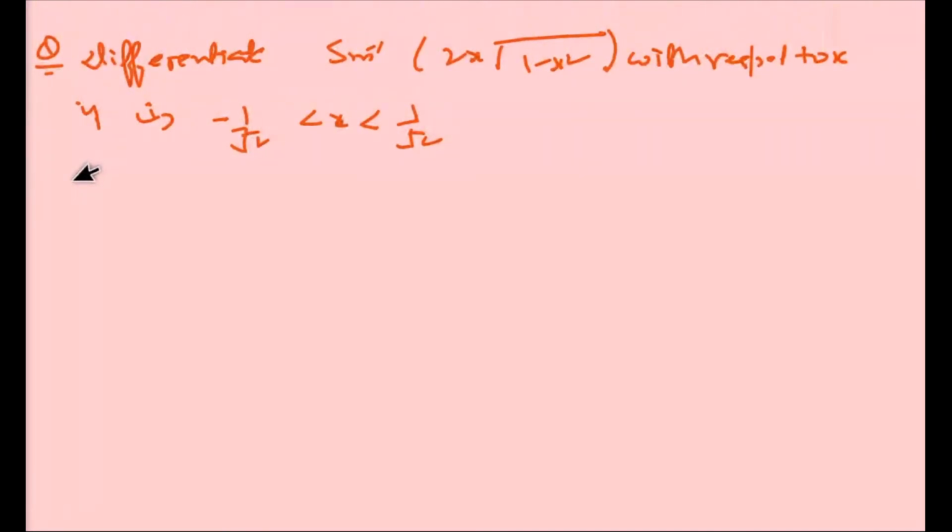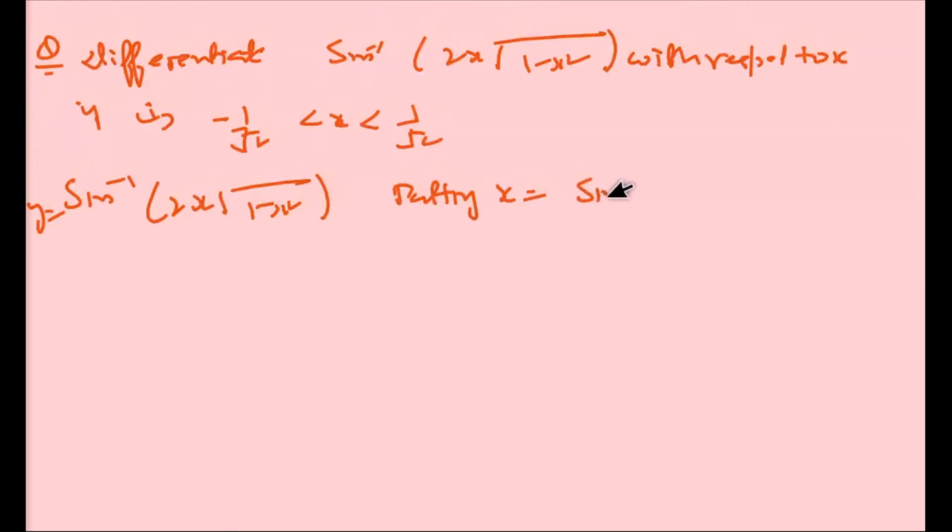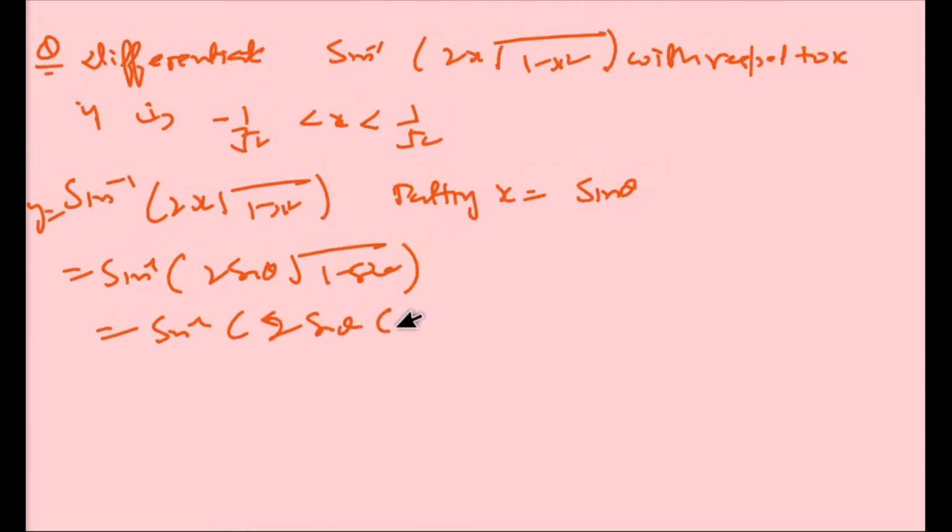So we know that sine inverse 2x under root 1 minus x square. Let's put here x equal to sine theta. What we get here? Sine inverse 2 sine theta under root 1 minus sine square theta equals sine inverse 2 sine theta cos theta, equal to sine inverse sine 2 theta.